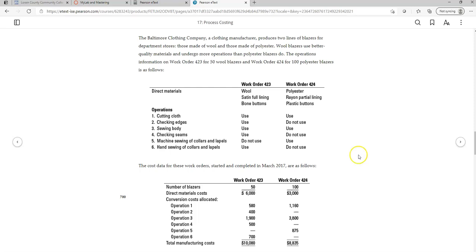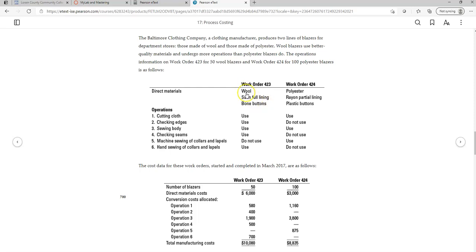And we see the information here for work order 423 for 50 wool blazers, and then work order 424 for 100 wool blazers. Now remember, a lot of times our differences for the job costing portion of the hybrid costing method are going to be a difference in direct materials, and we do see that here.